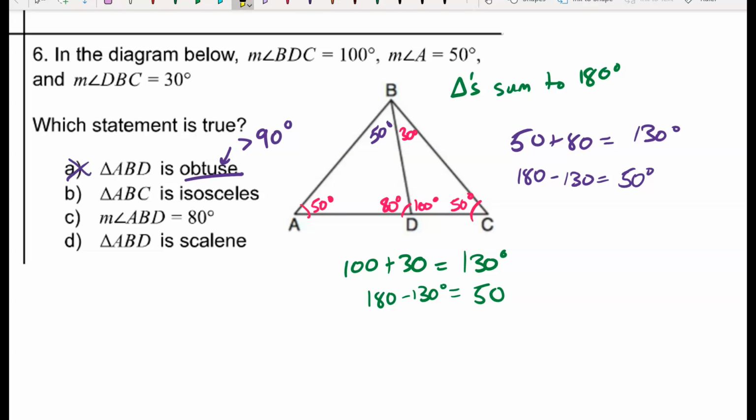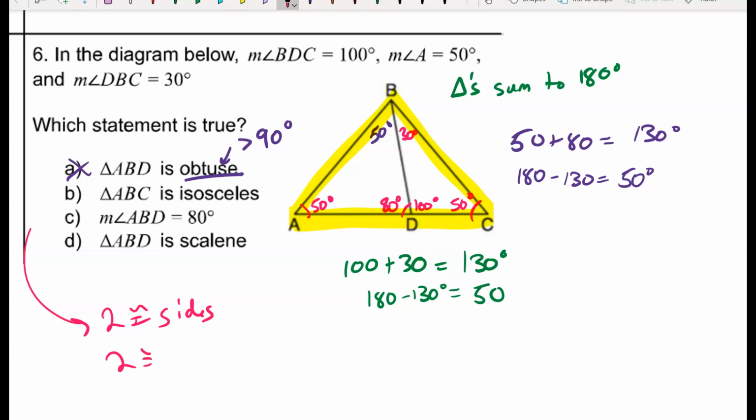Triangle ABC, so the big triangle altogether, is isosceles. Well, remember that an isosceles triangle has both two congruent sides and two congruent angles. And if I'm looking here, it looks like I've got that base angle of 50 degrees for A and that base angle of 50 degrees for C, so because there are congruent base angles there, triangle ABC must be isosceles.